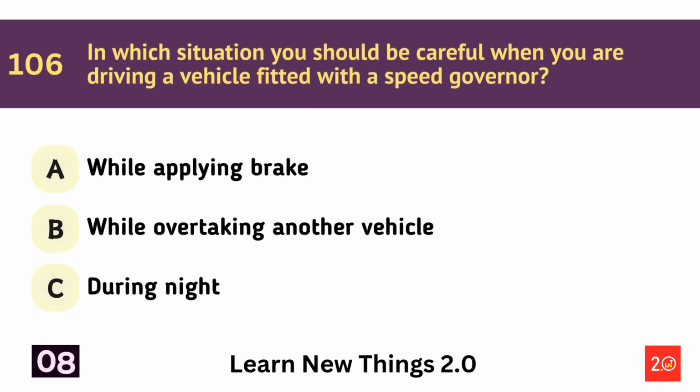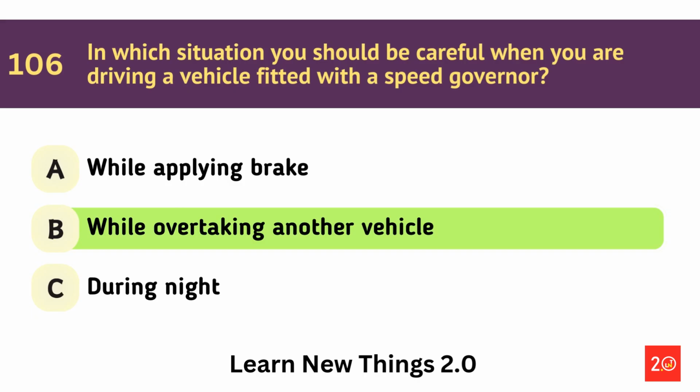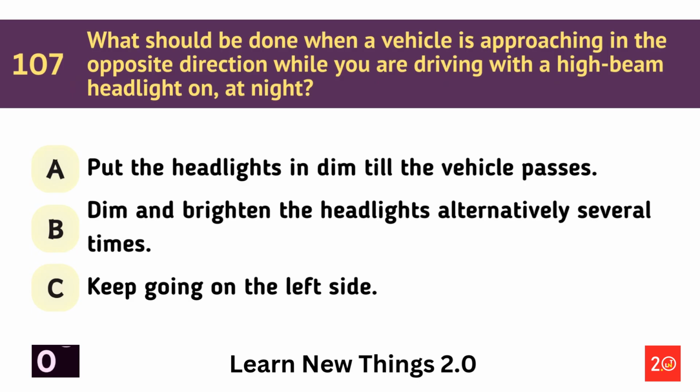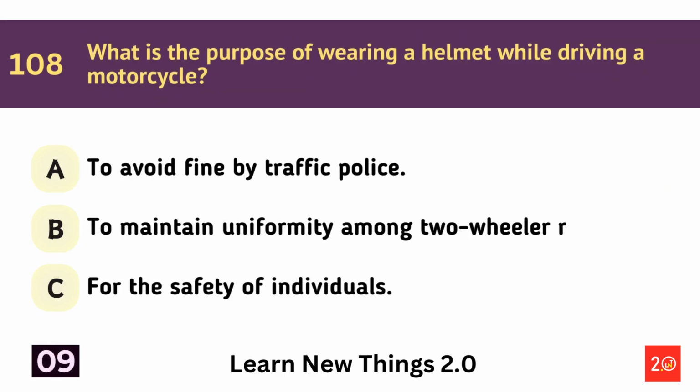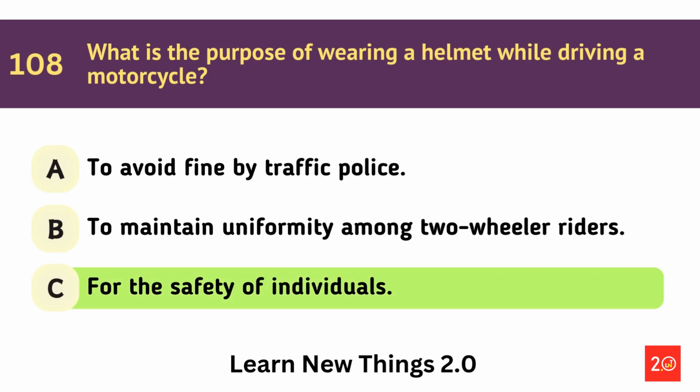In which situation you should be careful when you are driving a vehicle fitted with a speed governor while overtaking another vehicle? What should be done when a vehicle is approaching in the opposite direction while you are driving with a high beam headlight on at night? Put the headlights in dim till the vehicle passes. What is the purpose of wearing a helmet while driving a motorcycle? For the safety of individuals.